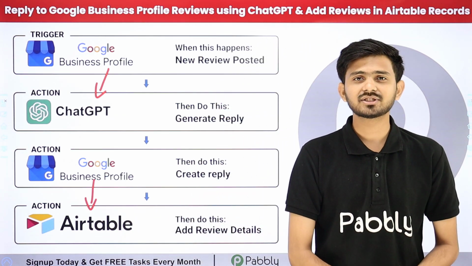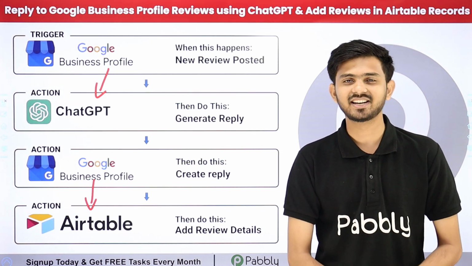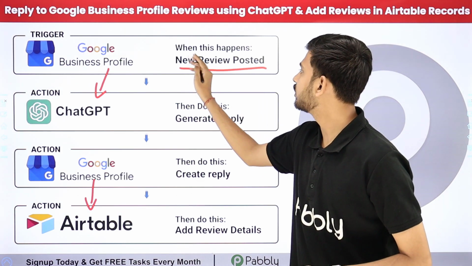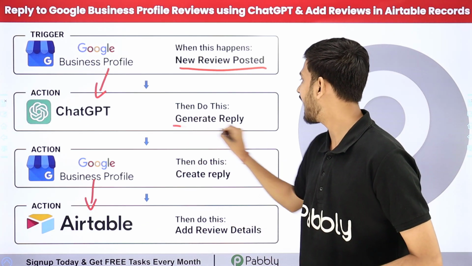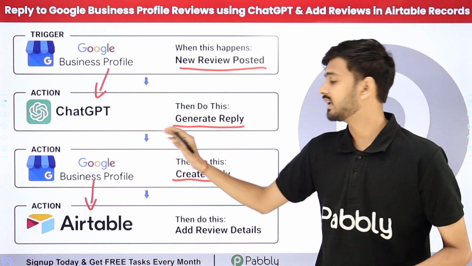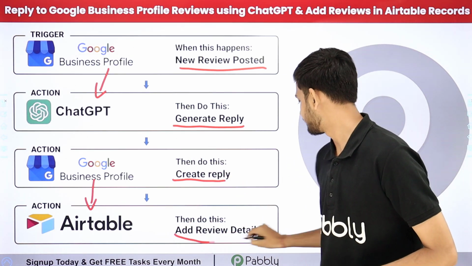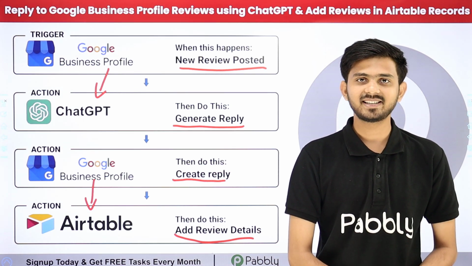For building this connection, I'm going to use Pabbly Connect, which is an amazing software for automation and integration. Now with Pabbly Connect, whenever I receive a new review on my Google Business Profile, then automatically by using ChatGPT, I'm going to first generate the reply and create that reply in Google Business Profile. And after creating that reply, I'm going to add the review details in my Airtable record. So how I'm going to build this connection? For that, let me take you to my computer screen.